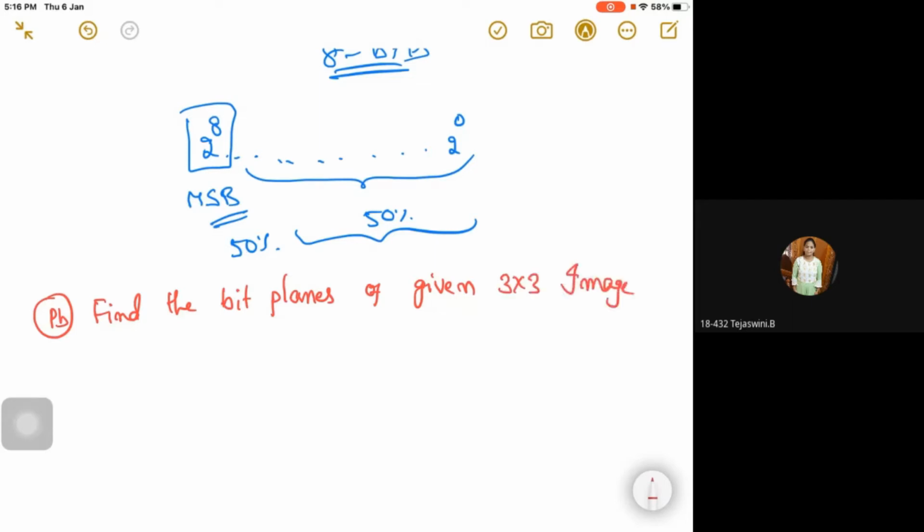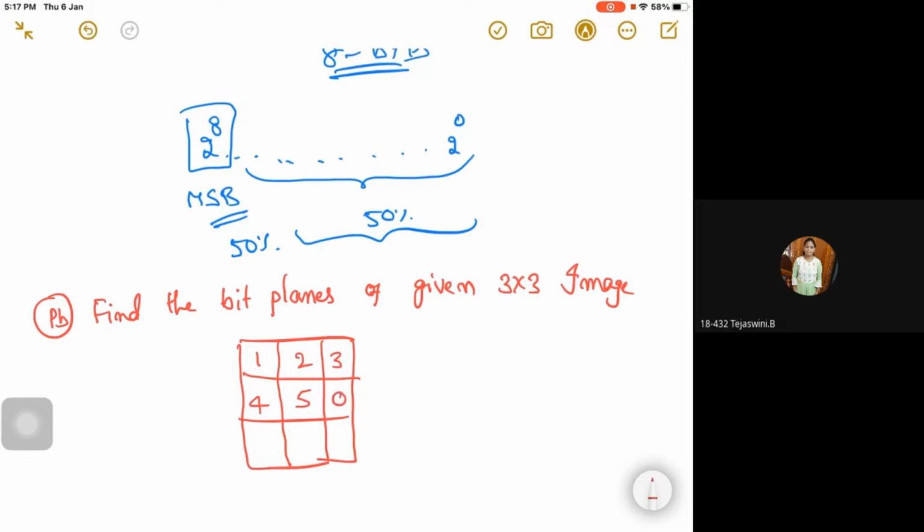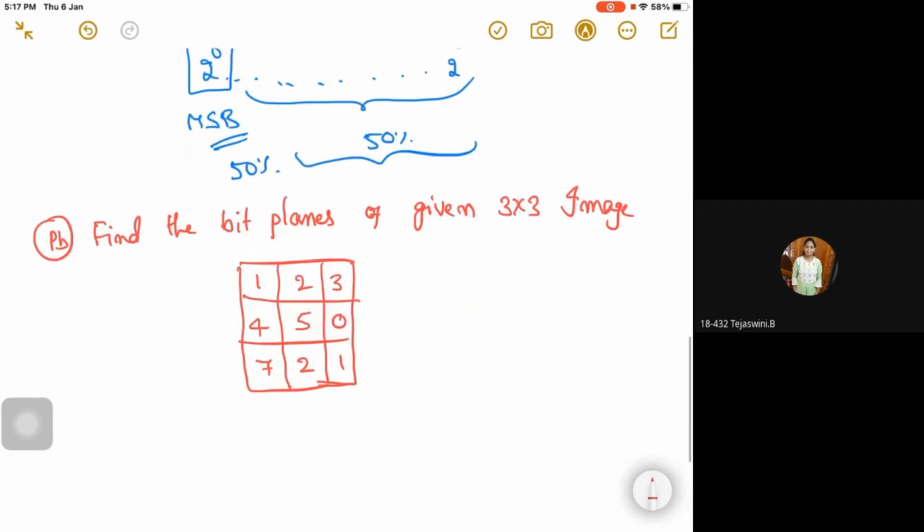And the image is given as a 3 by 3 matrix, 3 rows and 3 columns, and the gray levels of the pixel intensities are 1, 2, 3, 4, 5, 0, 7, 2, and 1. Right. So this is the problem given.